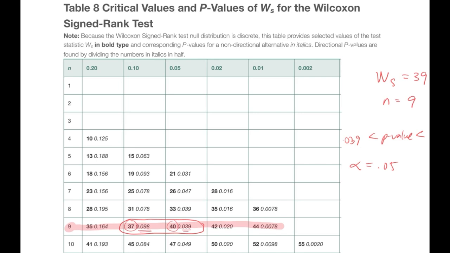So for alpha equals 0.05, we can't even make a decision to accept or reject. But for alpha equals 0.10, if we decide to make that the significance level of our test, then we can say that for that level of alpha, yes, we reject the null hypothesis. We say there is a difference in the two sites for this measurement in the horse population.